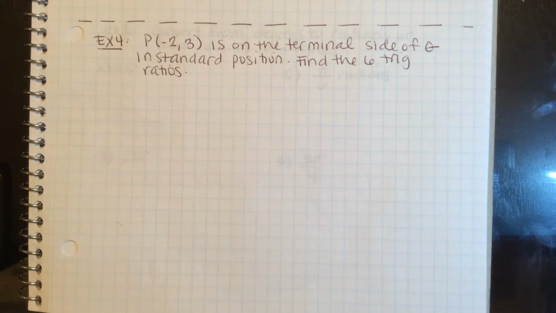Welcome back. 13-2, example 4. Point P, given the coordinate -2, 3, is on the terminal side of theta in standard position. Find the 6 trig ratios.